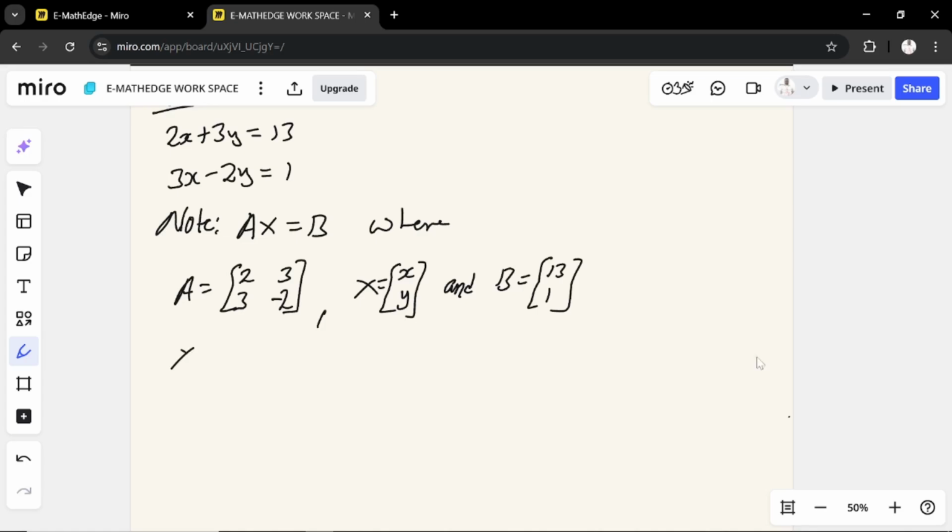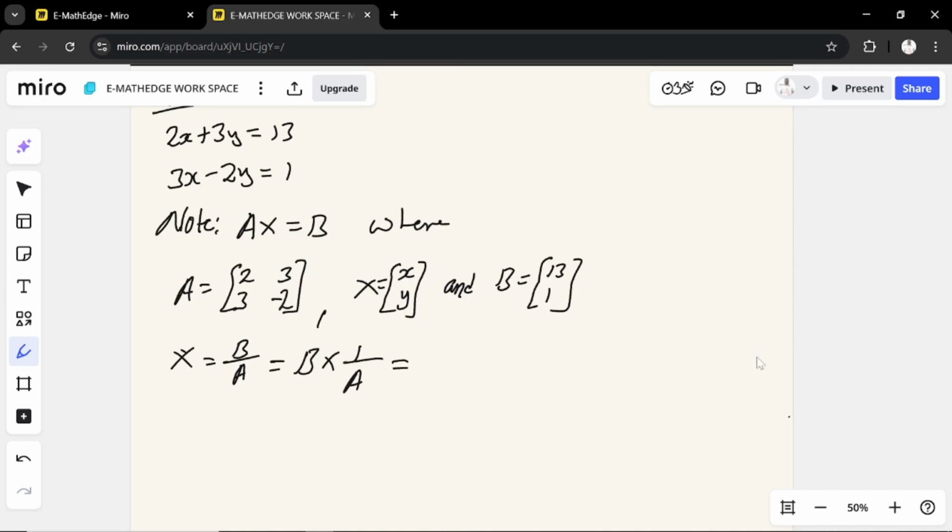Since we have AX equal to B, for us to make X the subject of the formula, we are simply going to divide both sides by A, such that A will go with A and we will be left with X equal to B all over A, right? Another way to write B all over A is simply to multiply B by 1 all over A.